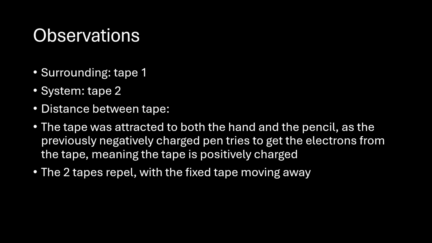What we observed: tape one was attracted to the hand and pencil, showing its positive charge, because the pen is negatively charged and the hand is neutral. When we bring the two tapes close together, they repel each other, with the fixed tape on the bridge and the other tape moving away. These interactions tell us all about the force and the charge on each tape.